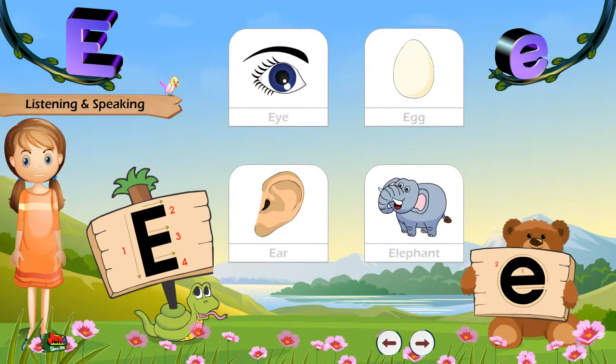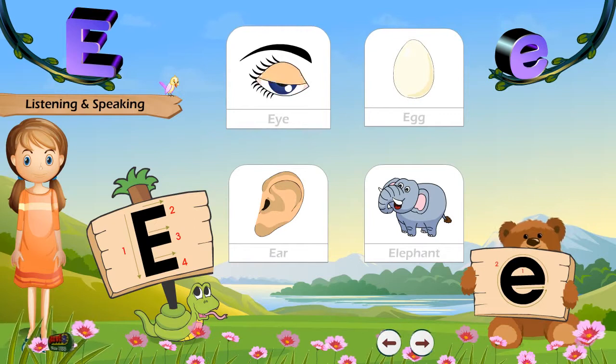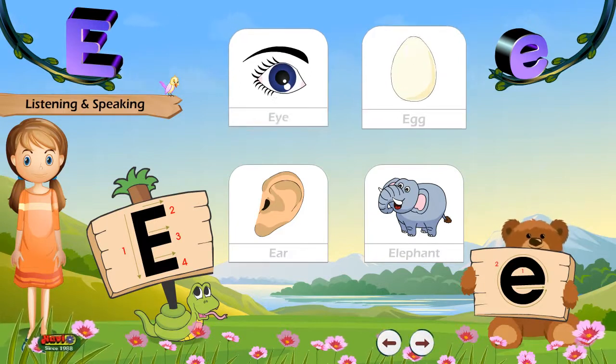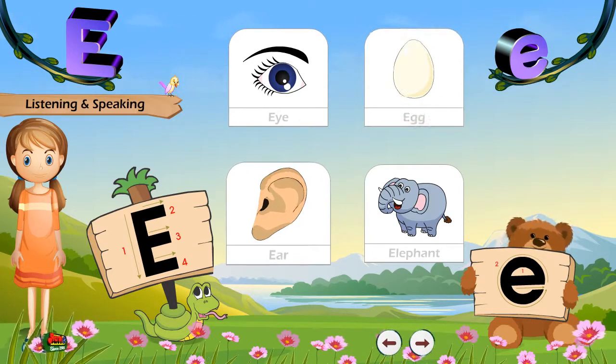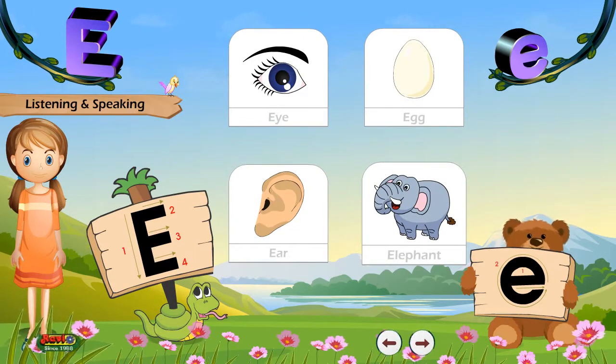Children, let's repeat again. Eye. E, Y, E. Eye. Egg. E, G, G. Egg. Ear. E, A, R. Ear. Elephant. E, L, E, P, H, A, N, T. Elephant.